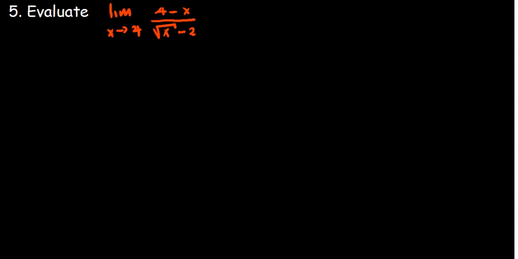Another limit here, evaluate the limit as x approaches 4 of (4 minus x) divided by (the square root of x minus 2). Now for this one, if we get to substitute direct, we're going to get 0 over 0, and we don't want that. So I'm going to conjugate, multiply by the root of x plus 2 on top, also down by the root of x plus 2. I'm multiplying by the conjugate of the denominator.